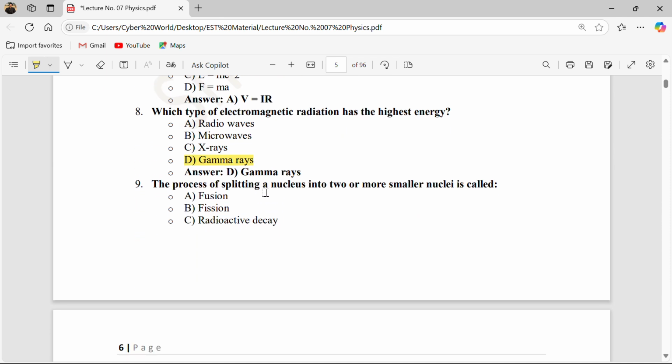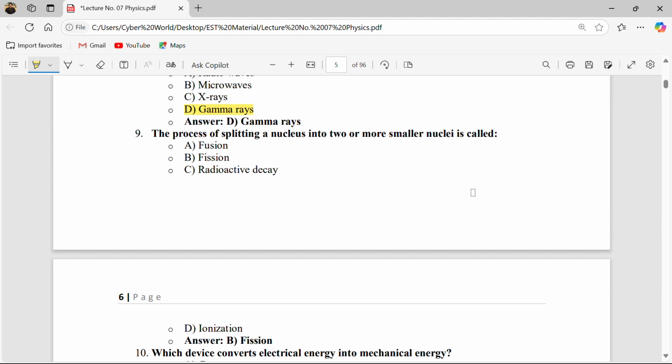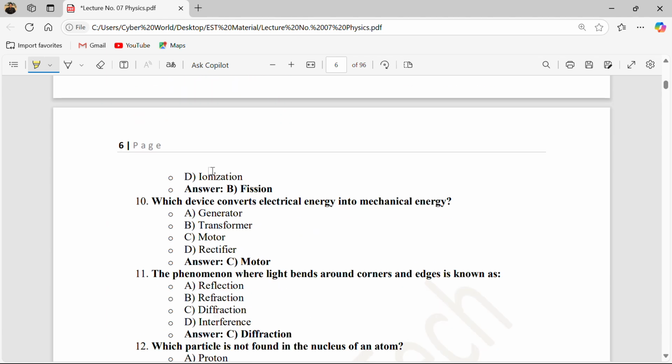The process of splitting a nuclei into two or more small nuclei is called what? You know that if a nuclei is split into smaller nuclei, the process is called fission reaction. So the answer is B, fission. And if small nuclei combine to form a large nuclei, then this is called fusion reaction. So if it splits into more subatomic nuclei, then this is fission reaction.